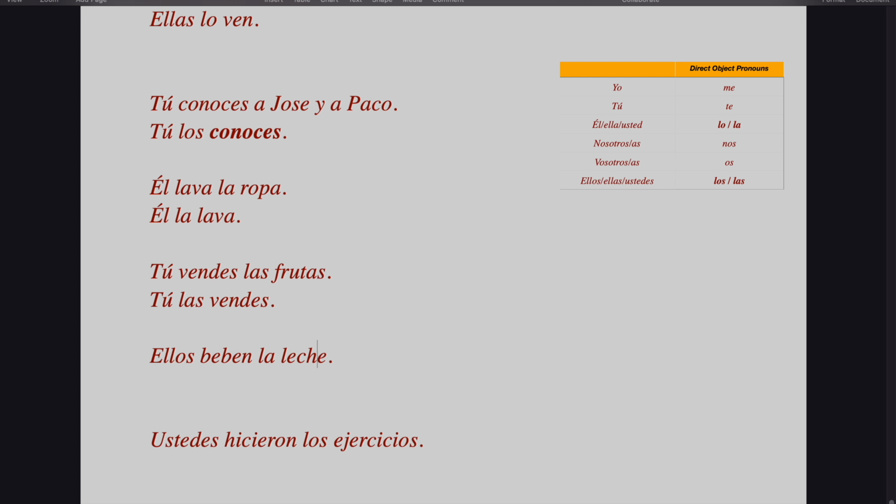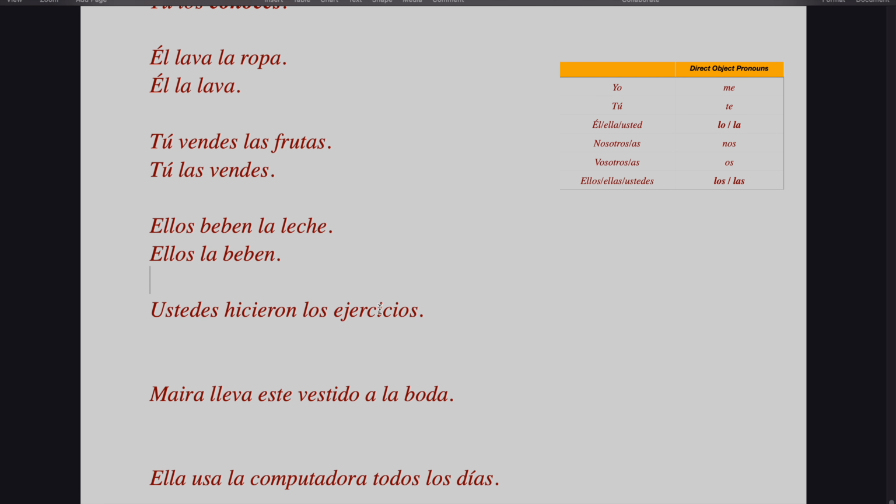Next one, ellos beben la leche. Ellos beben la leche, they drink the milk. So they drink it. That's what we are basically trying to write. So la leche is a feminine noun. Ellos la beben. That's it. This la corresponds to the milk, which is a feminine noun, so it is being replaced or translated as la in this particular sentence. Ellos la beben.